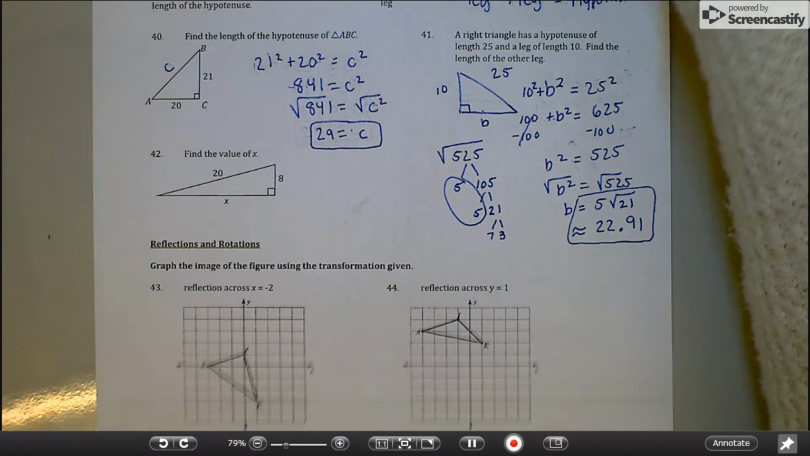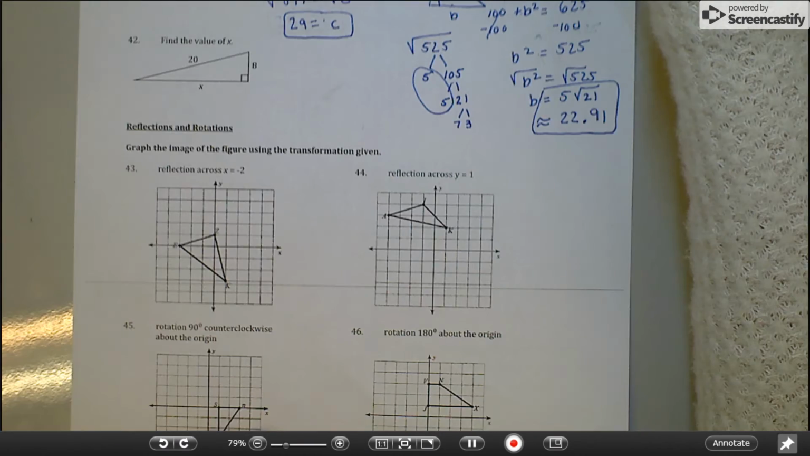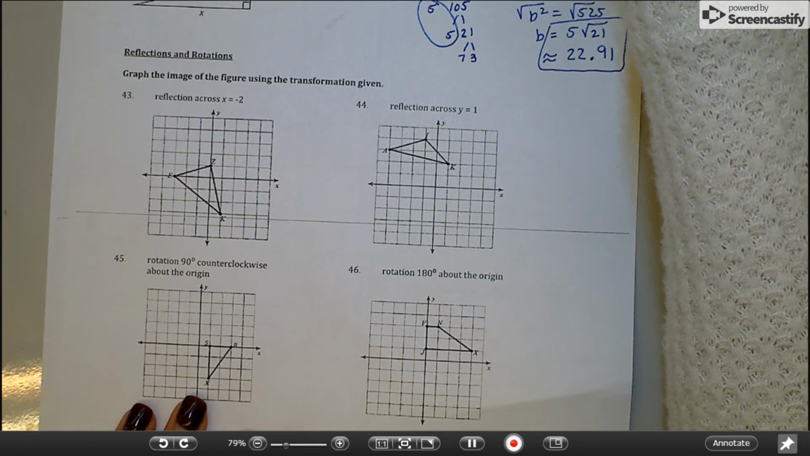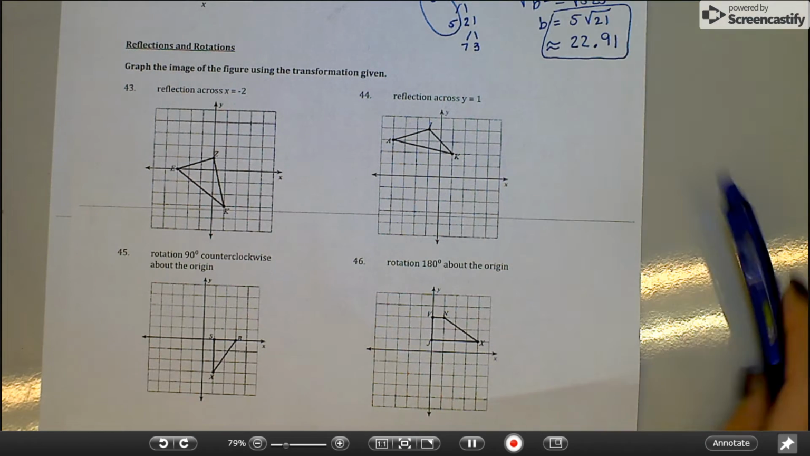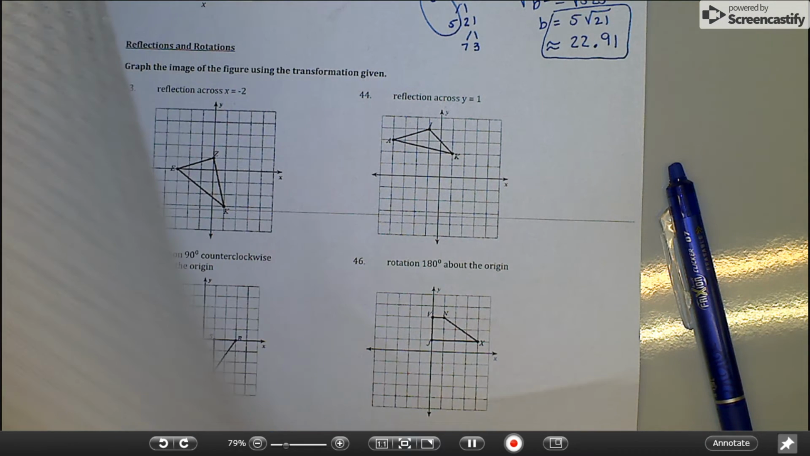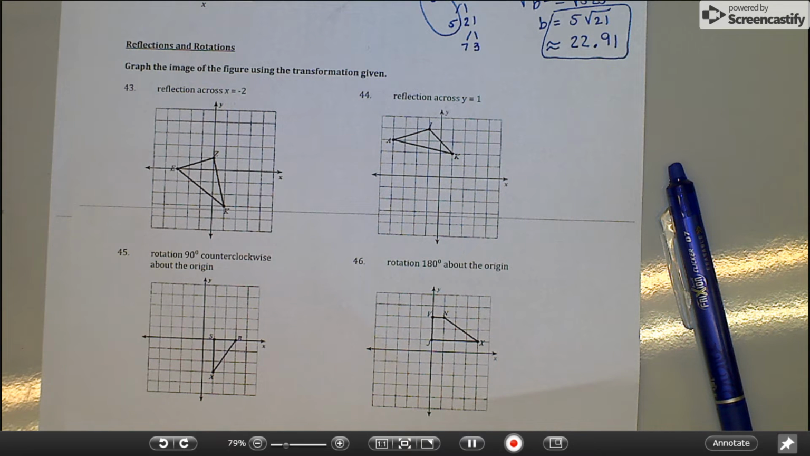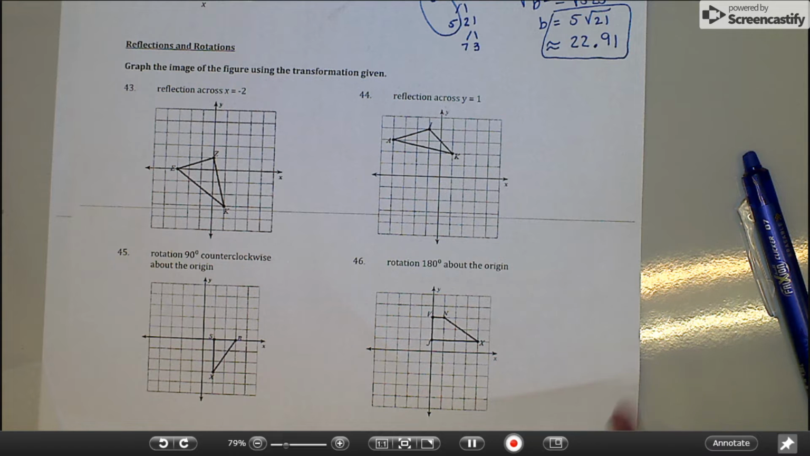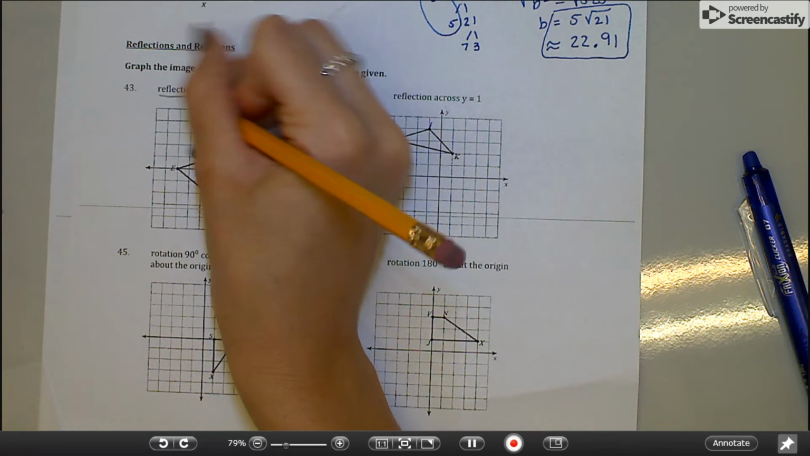Now, you guys did a lot of different reflections and rotations last year in Math 1, and you might have been comfortable using the patty paper. Perhaps you like using it a lot. So I'm going to show you using patty paper. Of course, there are multiple methods to use and find these features, but we're going to be talking about reflections.